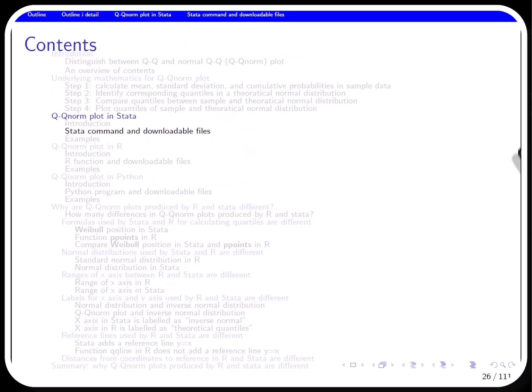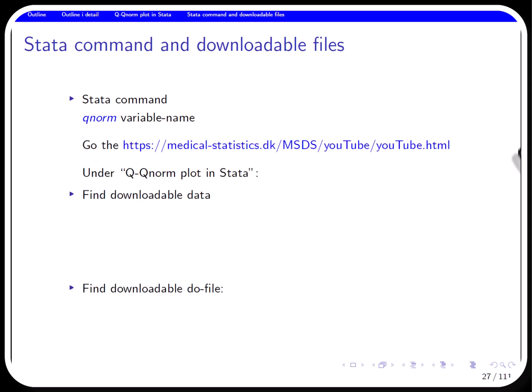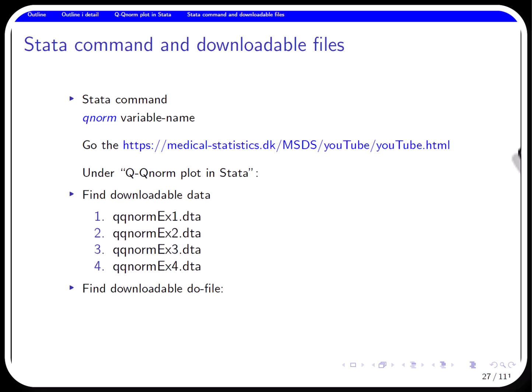Stata command and a download file. QNorm in blue is a Stata command to make a QQ norm plot. Go to the home page under QQ norm plot in Stata, find downloadable data and downloadable do file. After downloading the data and do file, you can try out yourself.